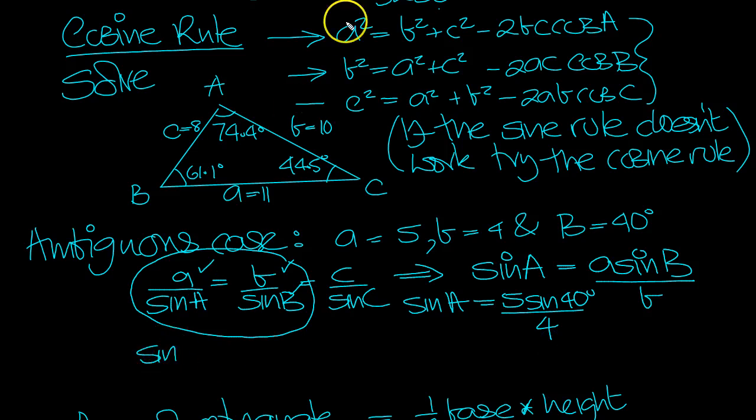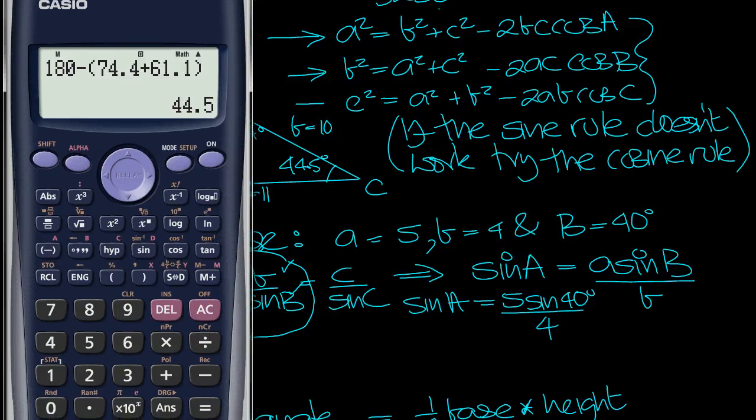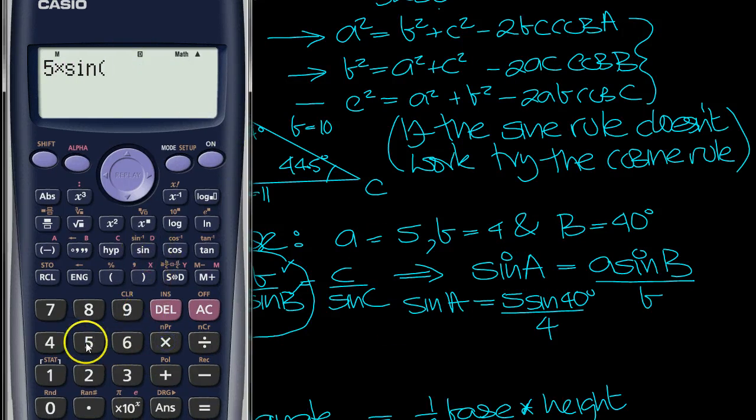So A equals, now if we did shift sine on that, let's have a look at it. Well, sine A, let's just get sine A first. Equals, so I'm going to move it over here. And it's 5 sine 40, 5 times sine of 40 divided by 4. 0.80348.